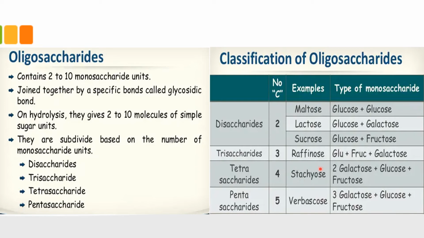Stachyose is an example of a tetrasaccharide, where we have four monosaccharides made up of two galactose molecules plus one glucose molecule and one fructose molecule. In the case of pentasaccharides, we have five monosaccharides. An example is verbascose, so we have three galactose molecules plus one glucose and one fructose. So based on the combination of the monosaccharides, the oligosaccharides are classified into 2, 3, 4 and 5. This is how the oligosaccharides have been classified.